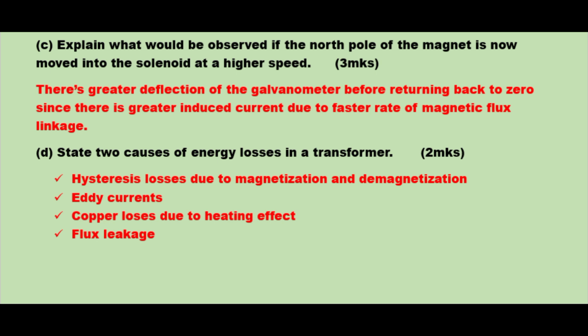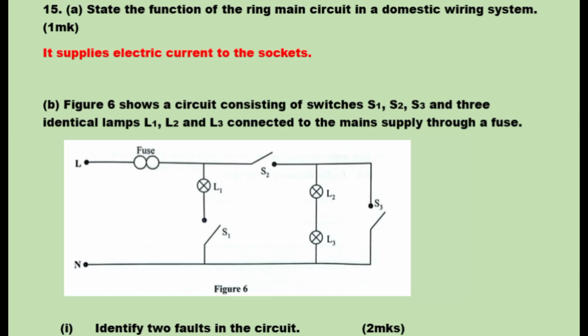So with that, I want us to go to the next question, question 15. State the function of the ring main circuit in a domestic wiring system. It supplies electric current to the sockets. The keyword: the ring main circuit supplies electric current to the sockets.